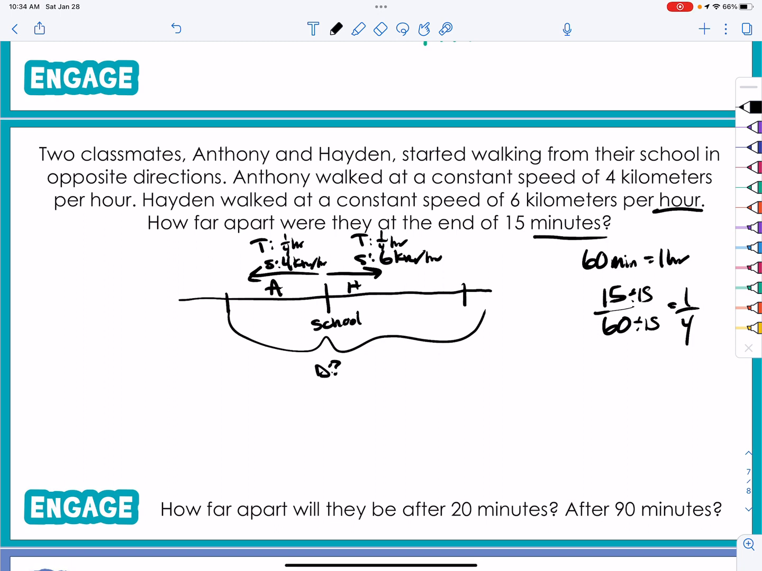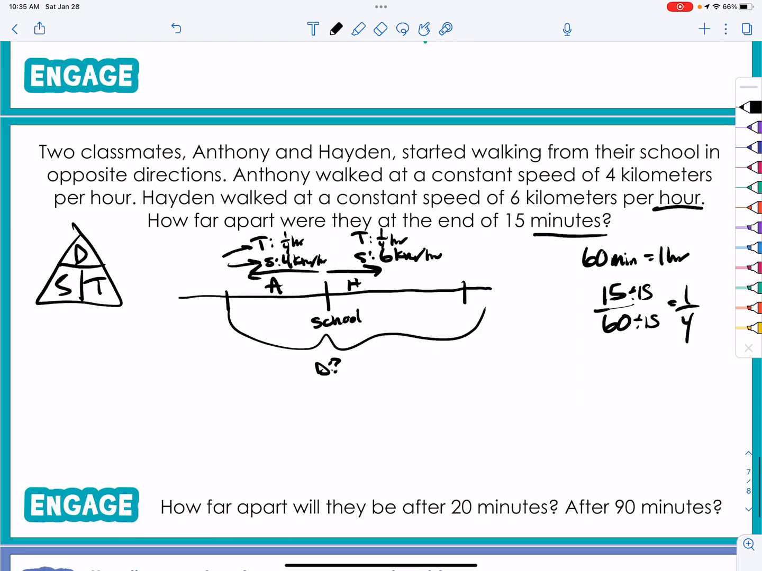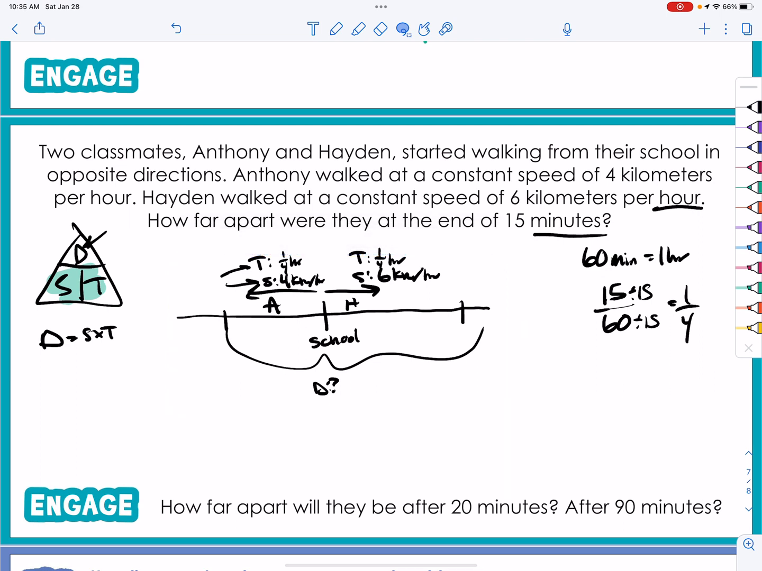So even if I don't know where to begin, I know from my triangle that distance, speed, and time are related, and I know two pieces of information. I know the time, and I know the speed. Because I know these two pieces here, I can calculate that remaining one up there. So my distance is speed times time. So when in doubt, let's just see what we can figure out. And we can find the distance for Anthony and the distance for Hayden.